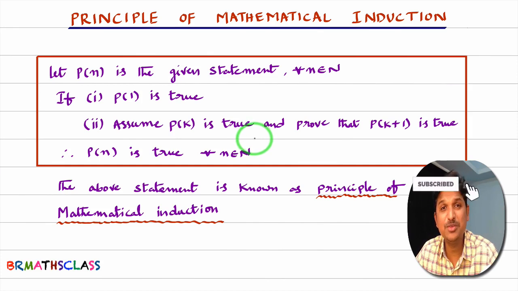Like that, what is the principle of mathematical induction? Whatever the statement you are trying to prove, you take that statement as P of n and you prove that P of 1 is true. Once P of 1 is true, you assume that P of k is true. From that, you prove that P of k plus 1 is true. Once you prove these two things, the principle of mathematical induction says that the given statement P of n is true.